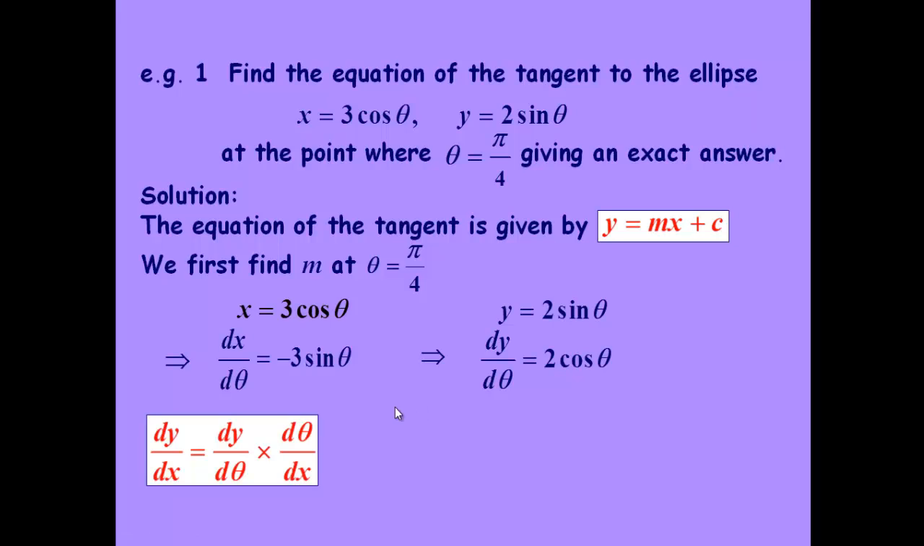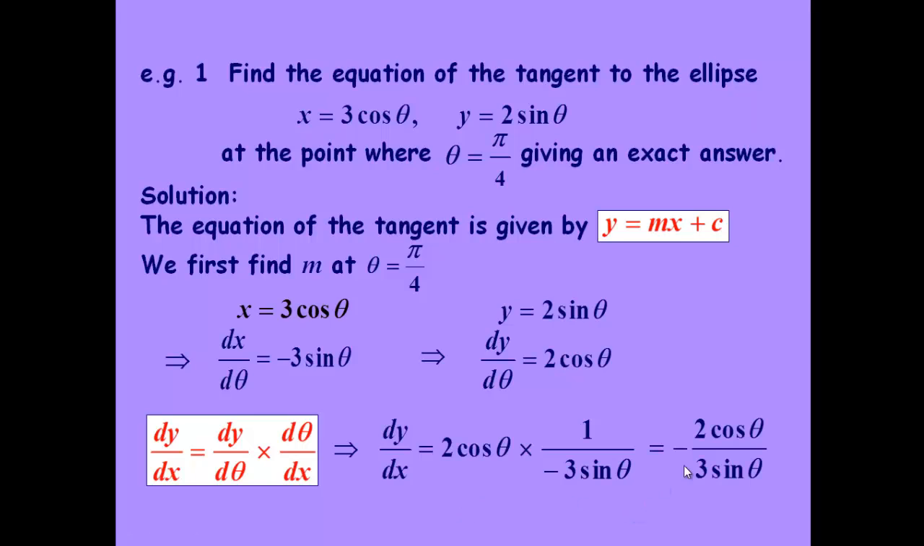Then use the chain rule, remembering to flip the dx/d theta, and we end up getting 2 cos theta over 3 sine theta, and don't forget it's negative, so it's minus sine there. Okay, so to find m, we now put the pi over 4 value in. So when theta equals pi over 4, m equals minus 2/3, doesn't it?